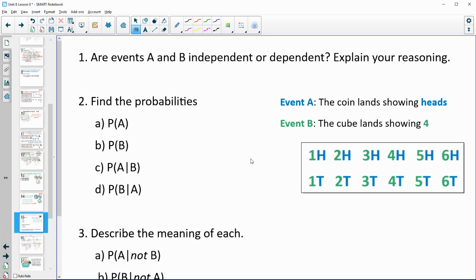All right, so are events A and B independent or dependent? And explain your reasoning. These are going to be independent because they don't impact each other. One happening does not impact the other. You're going to flip a coin and then you're going to roll the die, and one event's probability does not impact the other.